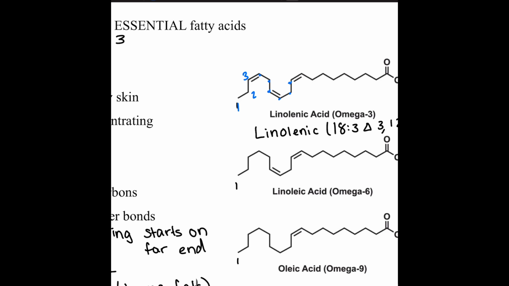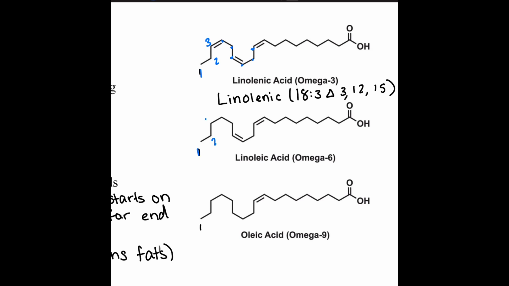So linoleic acid, or your omega-6, you have 1, 2, 3, 4, 5, 6, so that's your first double bond. And then in your omega-9, 1, 2, 3, 4, 5, 6, 7, 8, 9. So that's how that works. That number after the word omega tells you which carbon the first double bond is on.